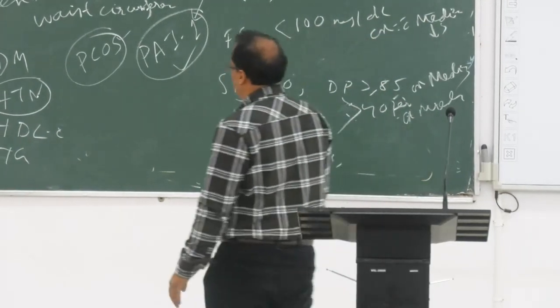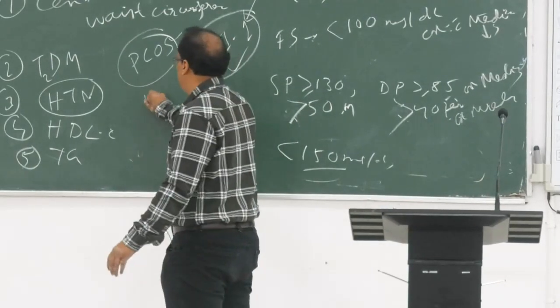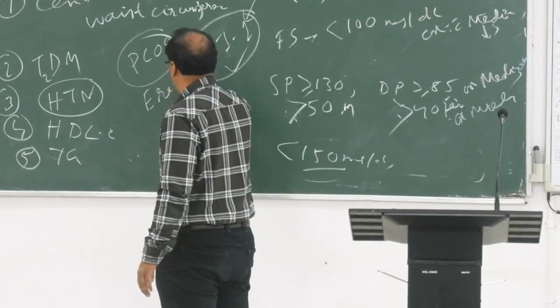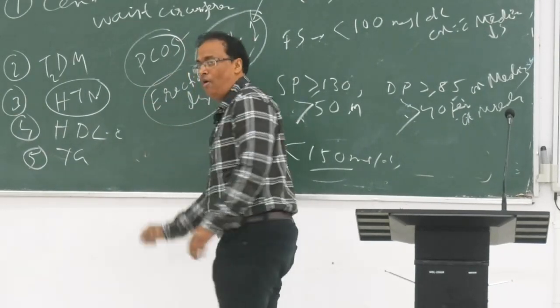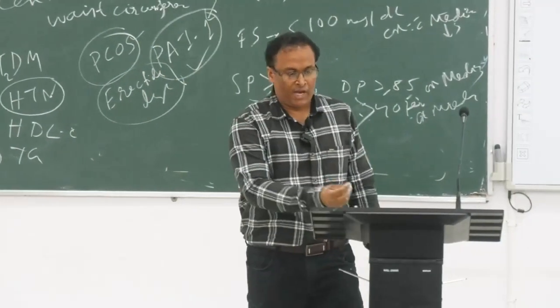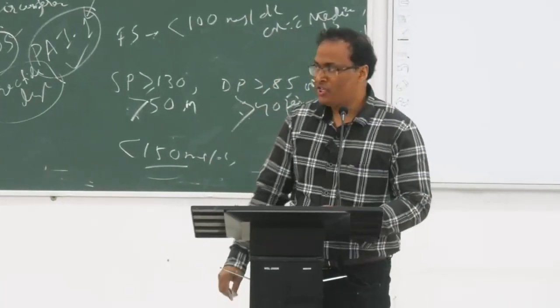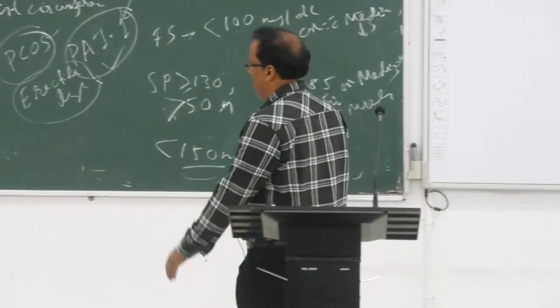Number one, in case of female. In case of male, there is erectile dysfunction. Erectile dysfunction may cause infertility in male. How is it possible? Any ideas? How is it possible for metabolic syndrome?